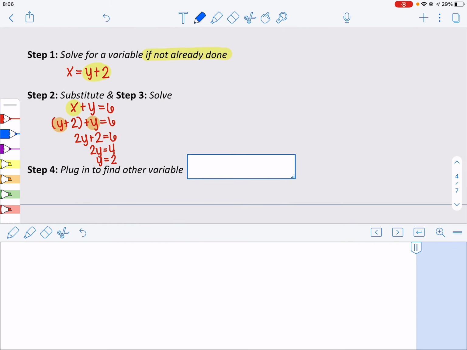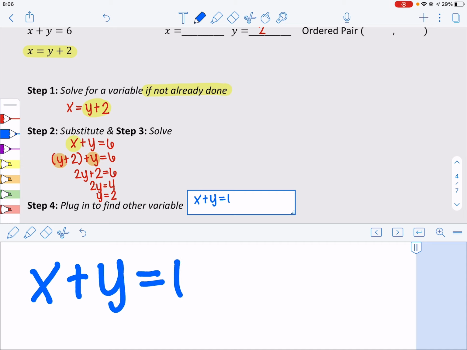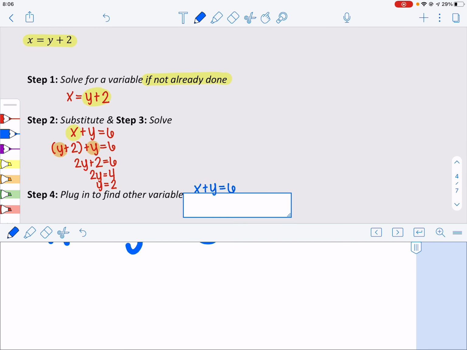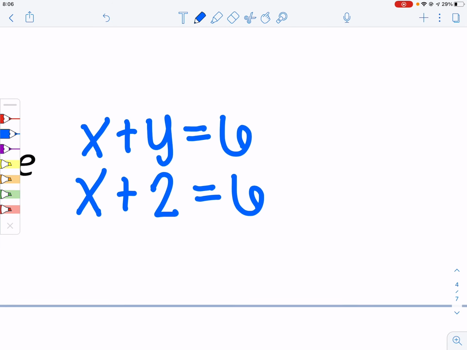So again, I know that y is 2. And I'm just going to use that first equation. So I have x plus y equals 6. I know that this y right here is 2, so I'm going to put x plus 2 equals 6. Okay, if I solve this, subtract 2 on both sides, I know that x is 4.